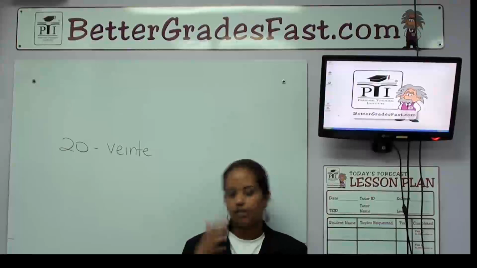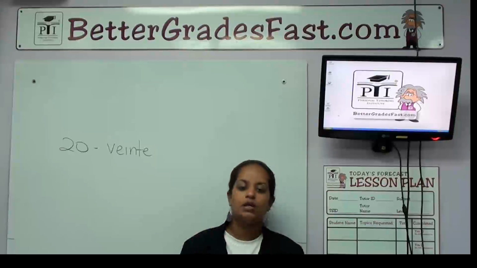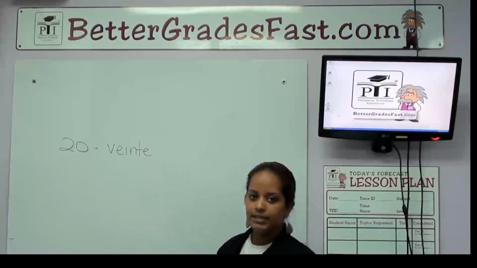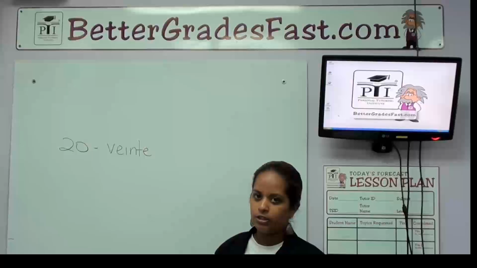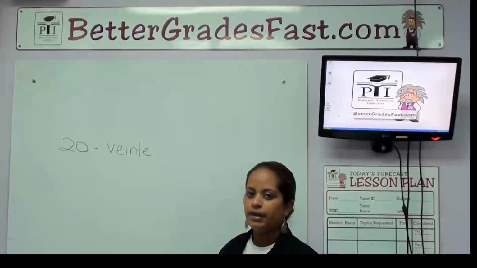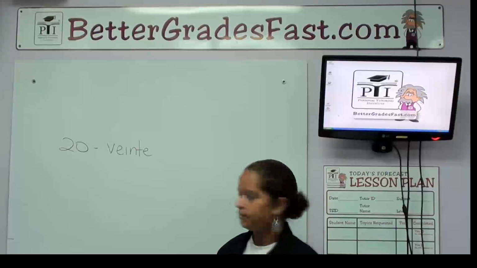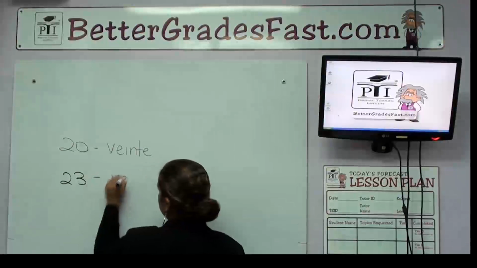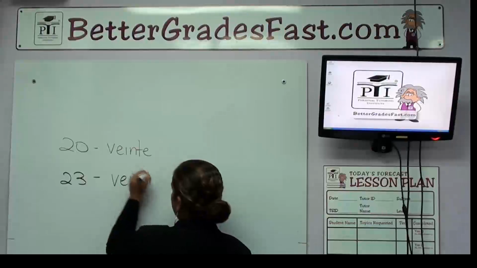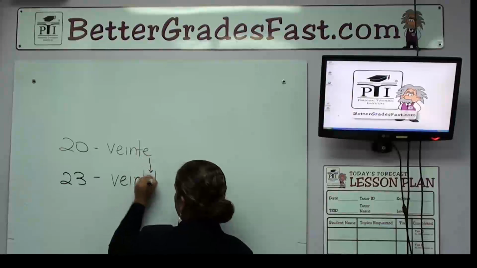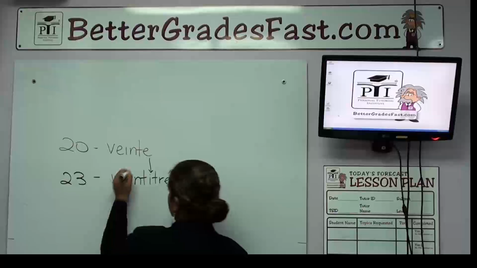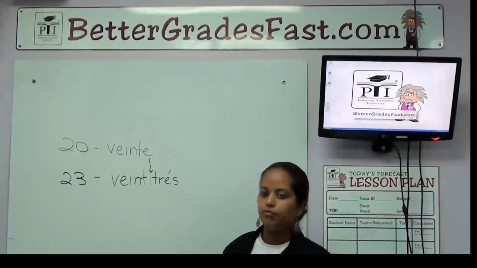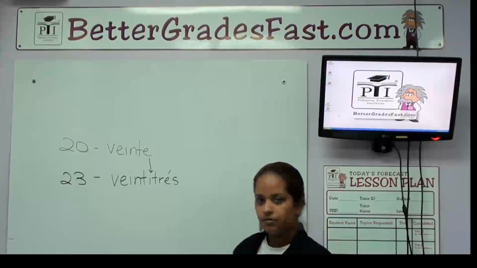If you were to add a digit to this number, for example, 23, you would have to change the E to an I and add that digit, in this case 3, making 23. This is the only change when writing a number between 22 to 29.